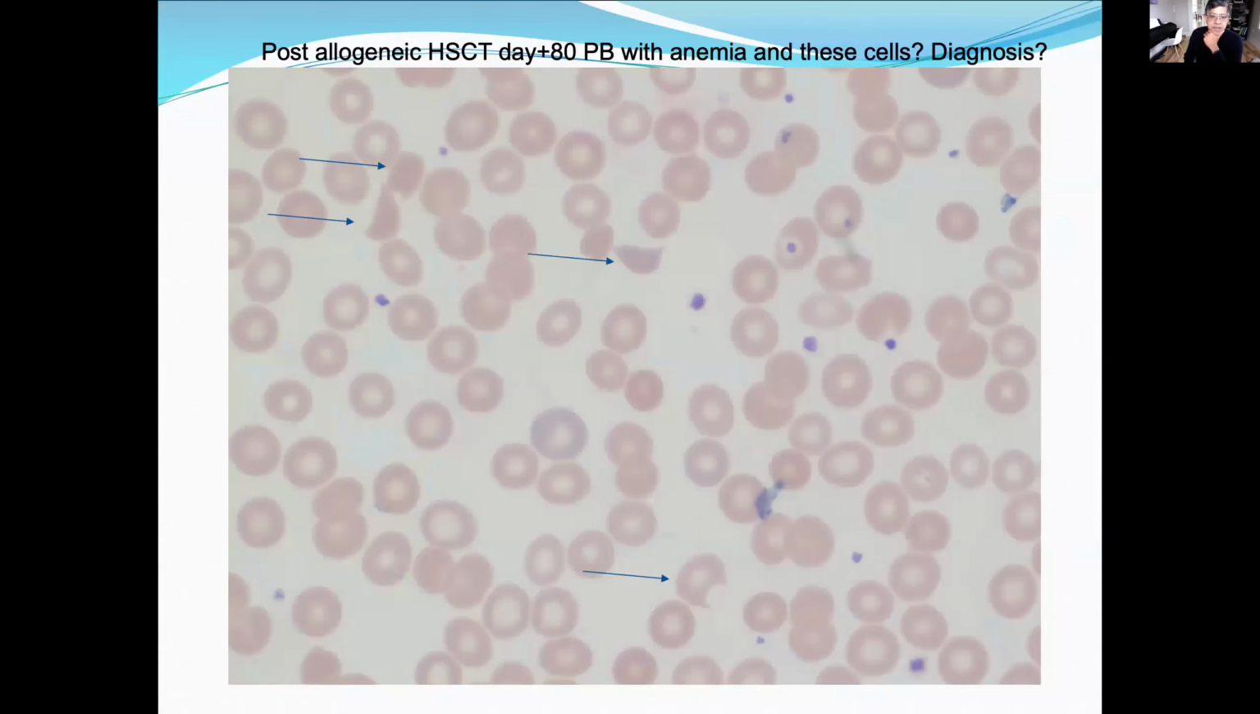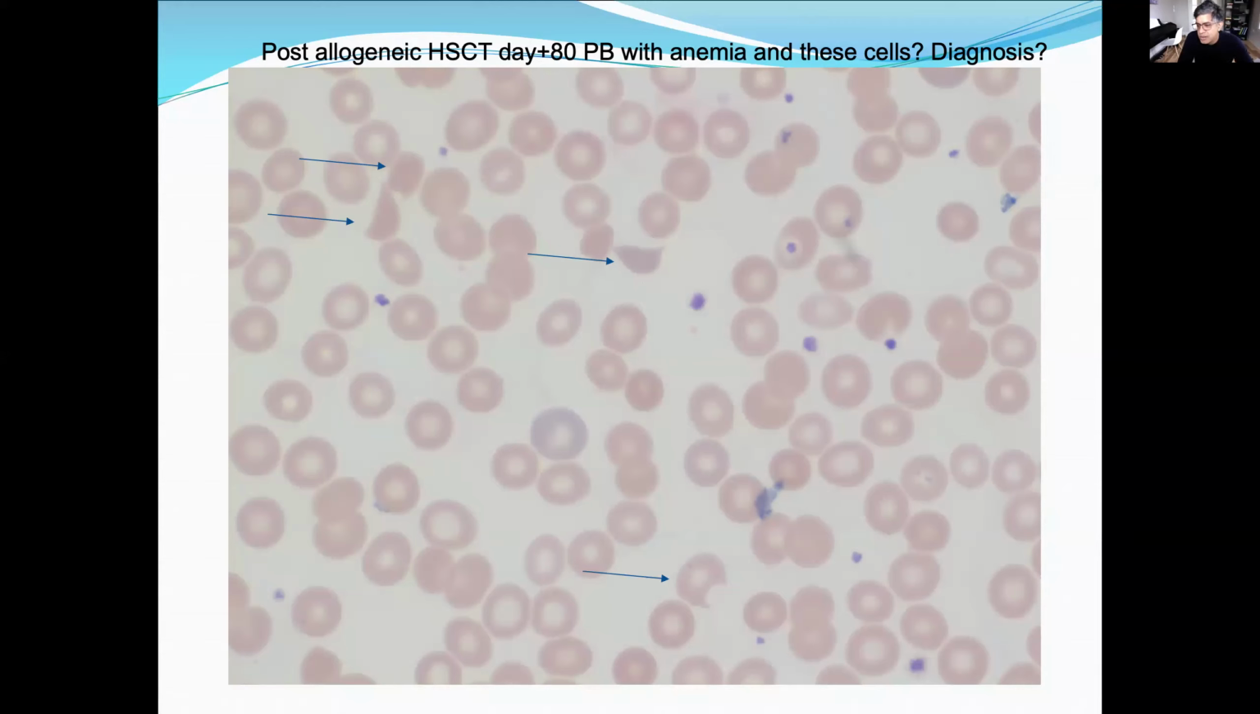And of course, there are two questions here. This patient is post-allogeneic stem cell transplantation, day 80. And he had anemia. And the clinician came down and tried to ask me, why is there anemia? There should not be anemia. And he came and I pointed these cells to the clinician. Anybody, what are these cells? That should be easy enough.